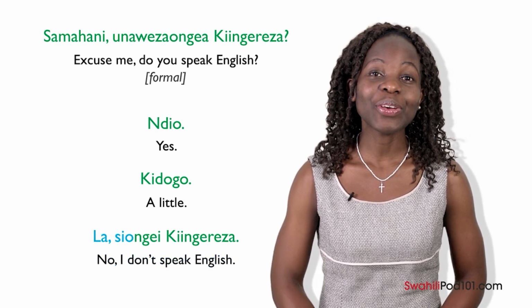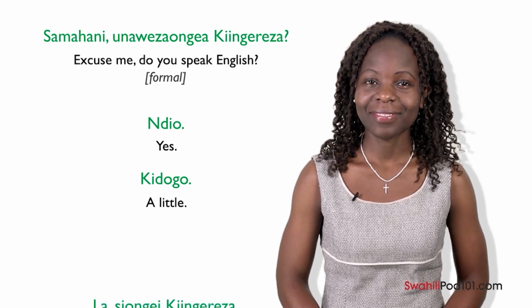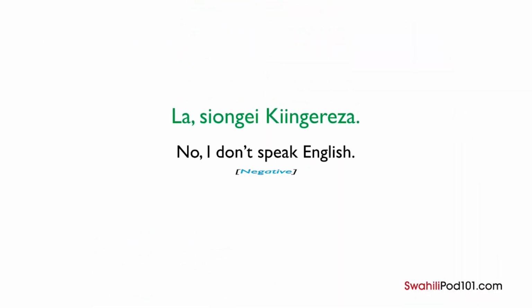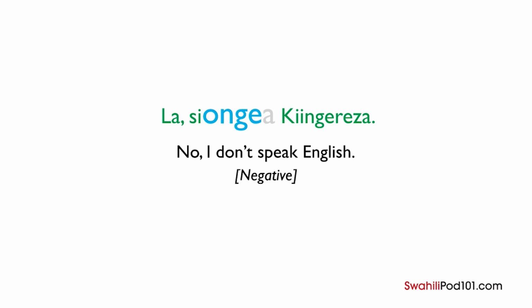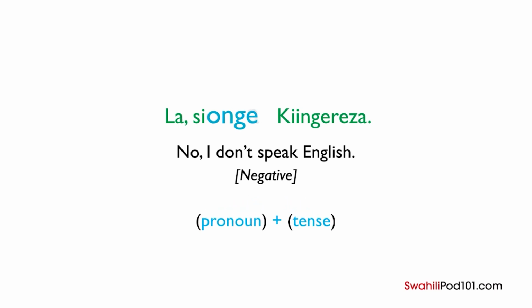Since la siongei Kiingereza is a negative statement, we need to say la first, followed by si before the verb, and an e at the end of the verb. Also note that the verb ongei is slightly different from ongea. This is because negating in Swahili depends on the pronoun and the tense. In this example, the first person prefix si is used before the verb, and the suffix e is used at the end of the verb. As you can see, negation in Swahili follows a particular pattern.